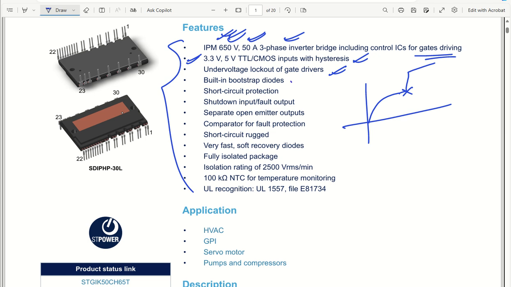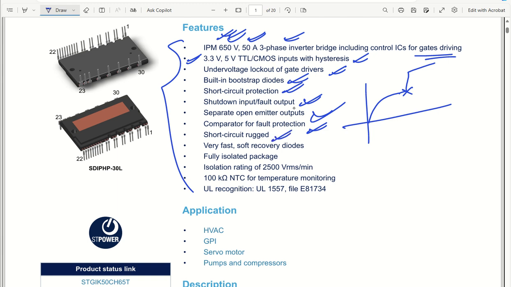We have built-in bootstrap diodes, so we don't need external diodes for bootstrap functionality. We have short circuit protection, a shutdown pin and fault output as well. If the temperature increases beyond the threshold level, the IPM will shut down based on that threshold limit, or if there is any fault, it can indicate it based on high or low. Then we have separate open emitter outputs and a comparator for fault protection. It compares using the comparator output, and this is how it tells us what the faults are.